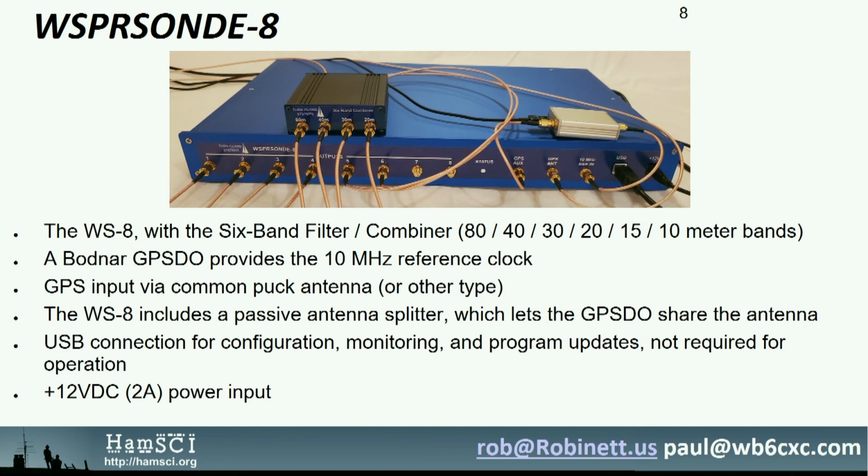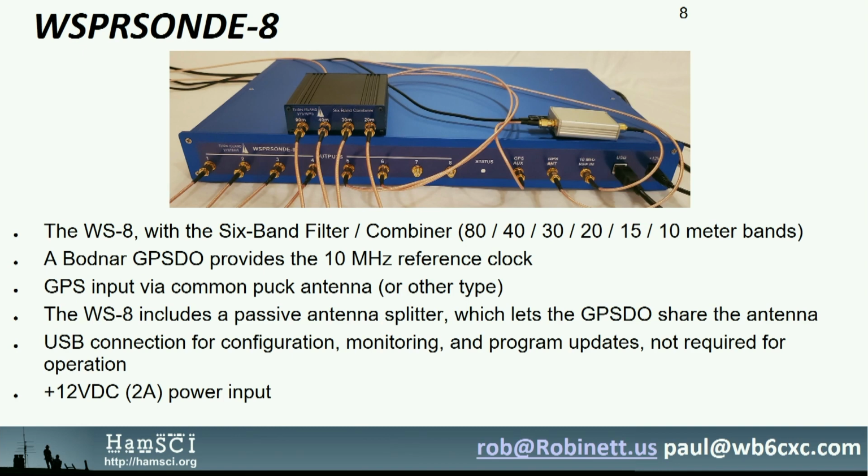Now on top to the left is a little box. You see 4 SMA connectors. Those are the 80, 40, 30, 20 meter outputs coming out of the WSPRSonde. The outputs are 1 watt square waves. These outputs are totally frequency flexible, anywhere between 1 megahertz and 50 megahertz. But we're going to run them on the ham bands, but you can run them wherever you want.